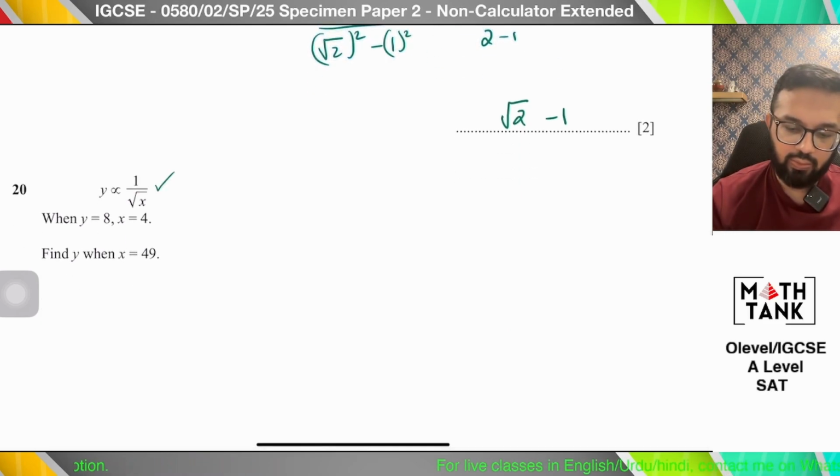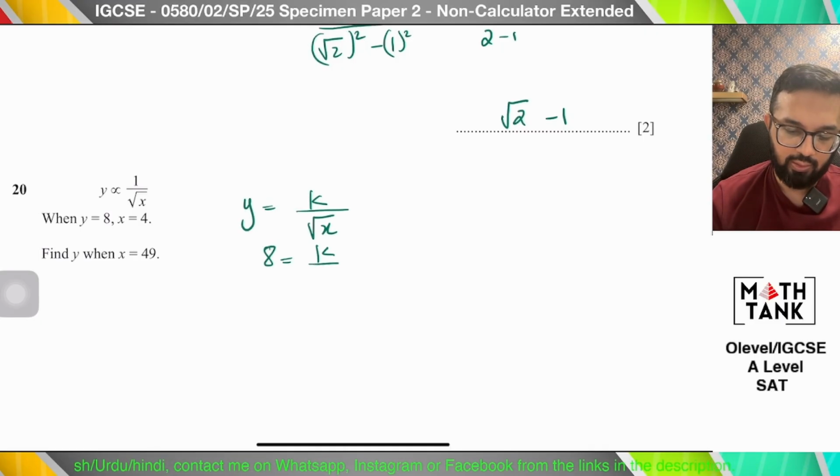Okay, y is inversely proportional to root x. So y equals k over root x, 8, 4.